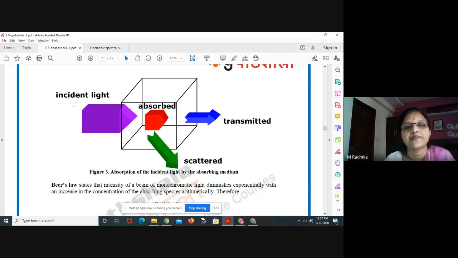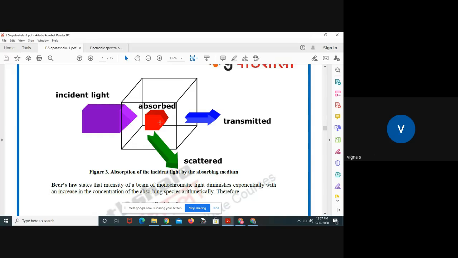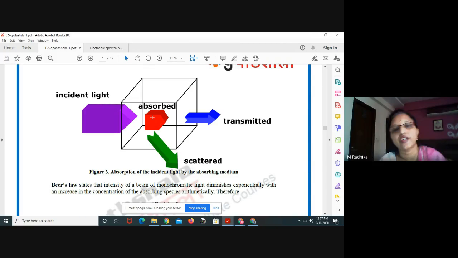So one is when the light is passing through some, are you all following? Yes? Yes, ma'am. Yes. Yes, ma'am. Yes, ma'am. Yes, ma'am. We're talking about the uh, laws which are governing this electronic spectroscopy. Okay. Now these two laws are Beer's law and Lambert's law.